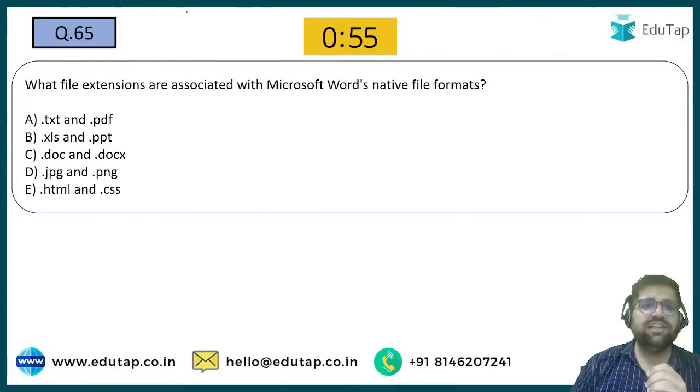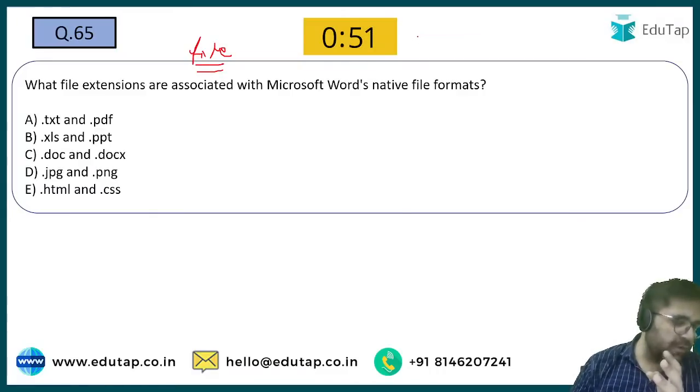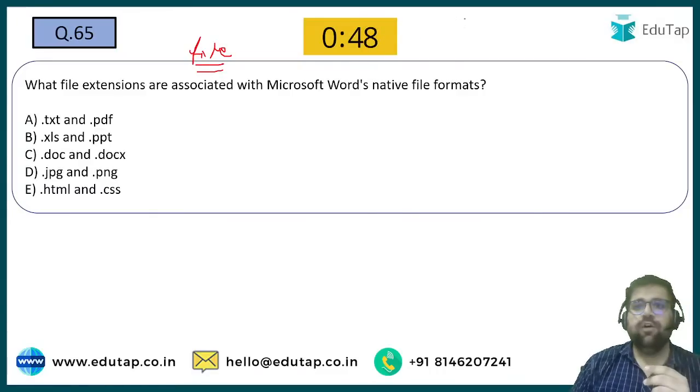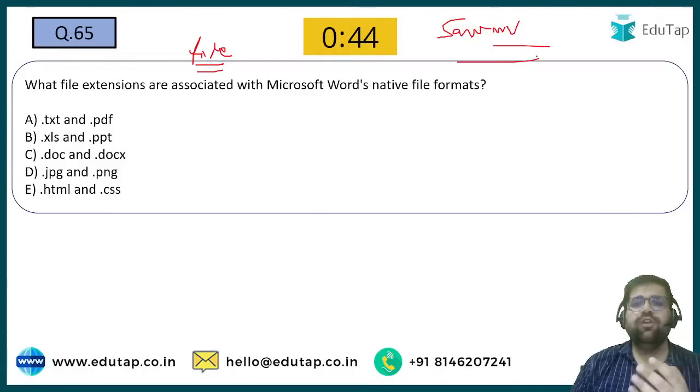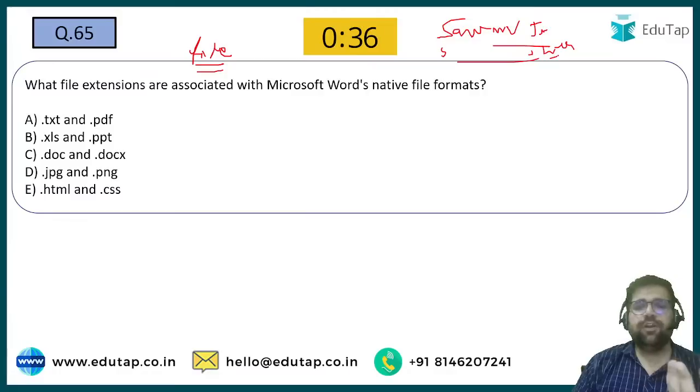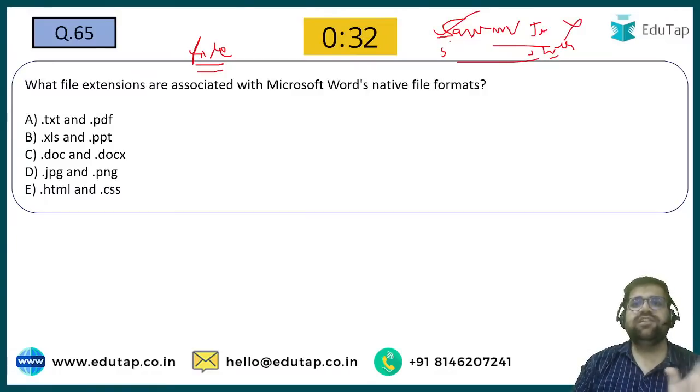File extensions. These are very, very important. For example, if there are two people by the name of Saurav, I'm picking any random name. Now, there are two people, Saurav Jain and Saurav Sharma. If I just say Saurav, can you tell which particular Saurav I am referring to? The answer is no. But if I say Saurav Jain, then you will say yes, the sir is referring to the person whose name is Jain.